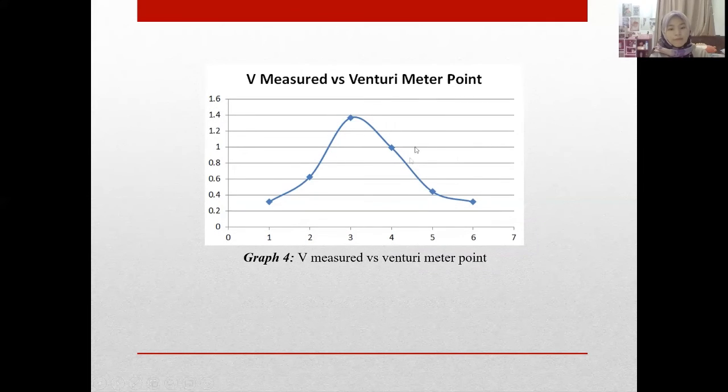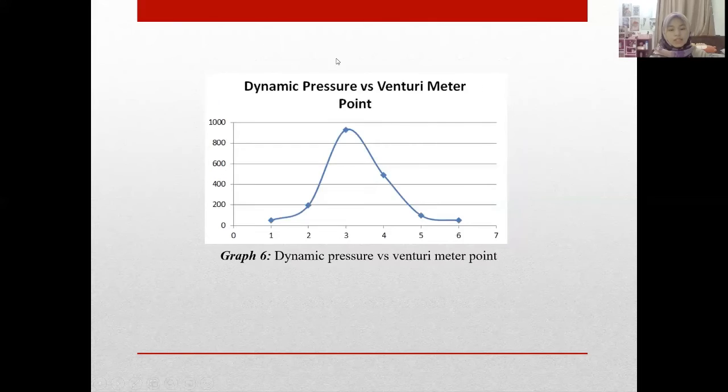This is graph 4, which represents the measured P versus Venturi meter point. As you can see, the graph shows an increase from 0.1 to 0.3 and starts to decrease with a linear inclination until the last point, which is 0.6. The maximum value of measured P lies at 0.3. As you can see, this is equal to 1.652 meter per second.